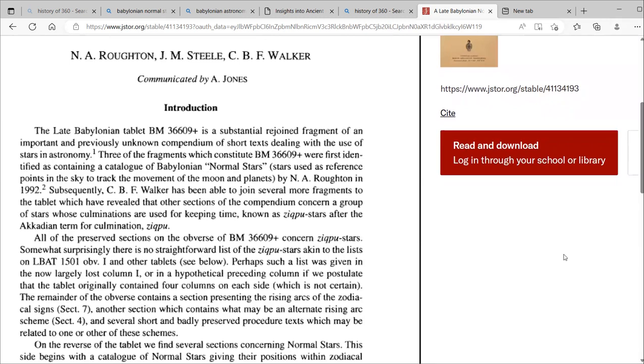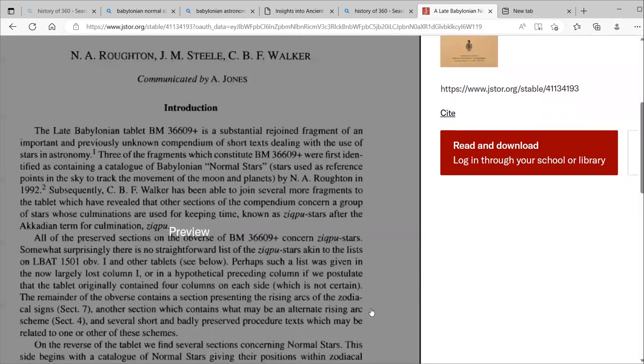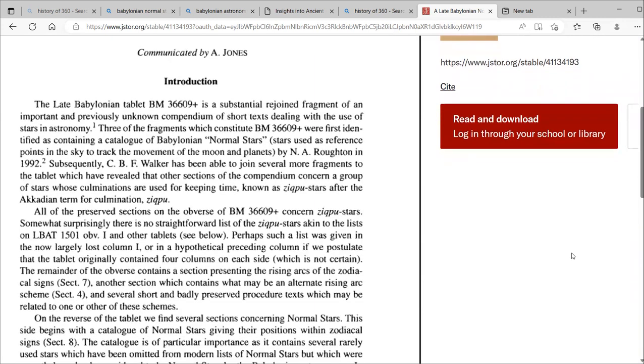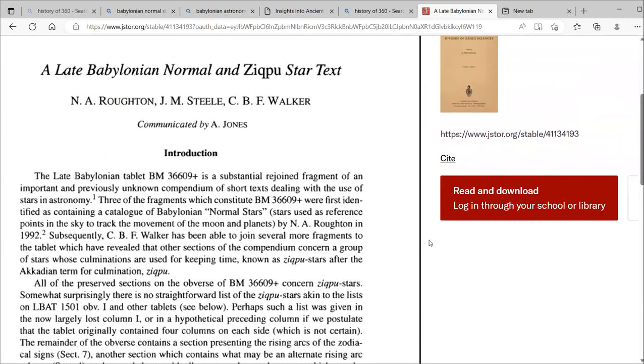So it's interesting here, and again, we're talking about time. These stars are used to keep time, and also to calculate the moon. It also talks about this relationship with the moon. So let me just stop there.